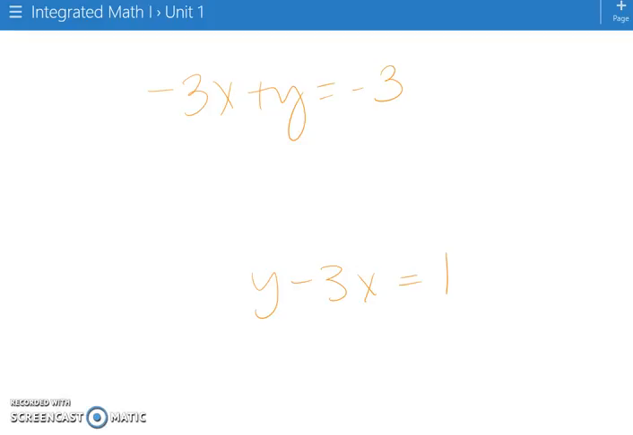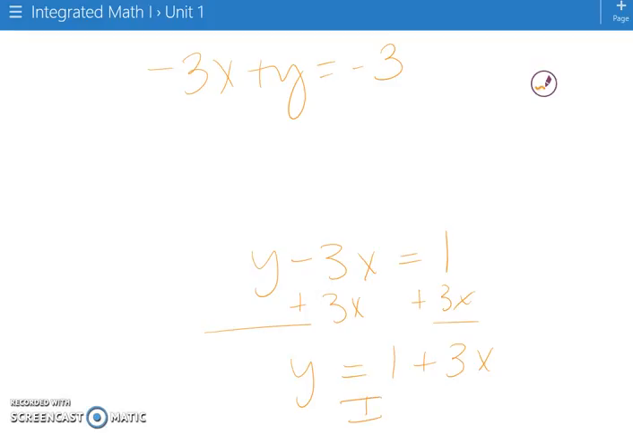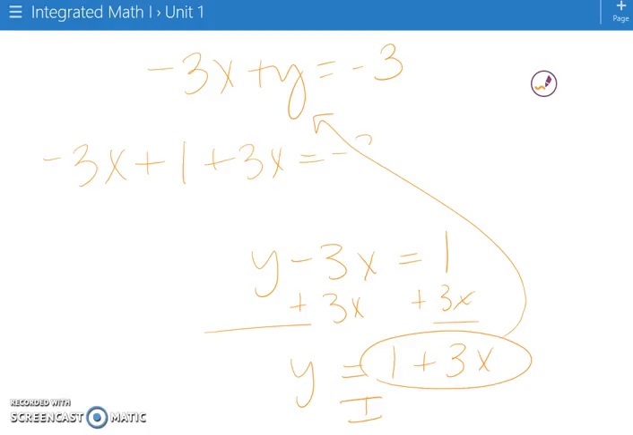Let's go ahead and get a variable alone. I can just go ahead and add 3x if I want to. So y will equal 1 plus 3x. We've isolated. Now let's replace. Let's take that 1 plus 3x and plug it in for y. Negative 3x plus 1 plus 3x equals negative 3. Now what's going to happen here when I try to combine these two? They eliminate each other. So I'm just left with 1 equaling negative 3, which is not true. So this is an example of no solution.